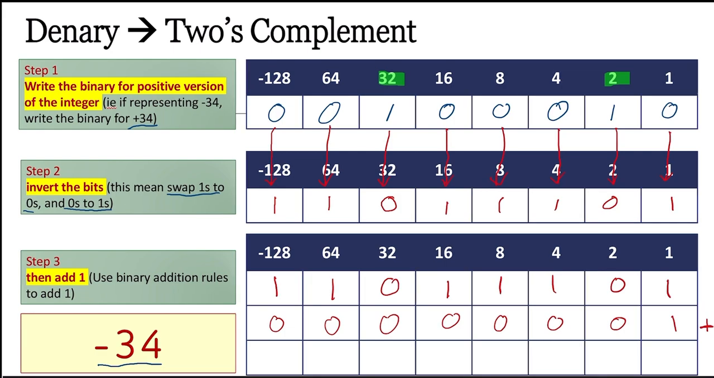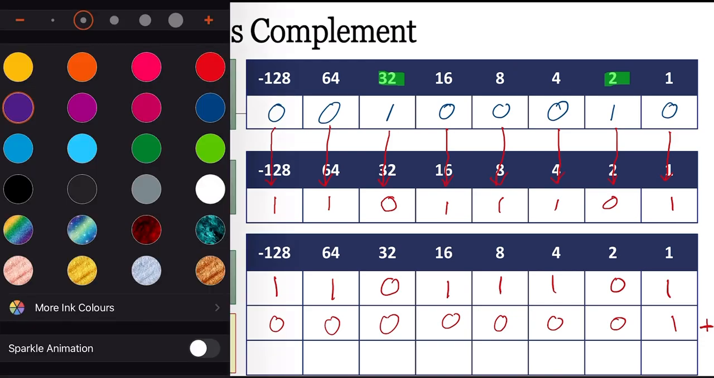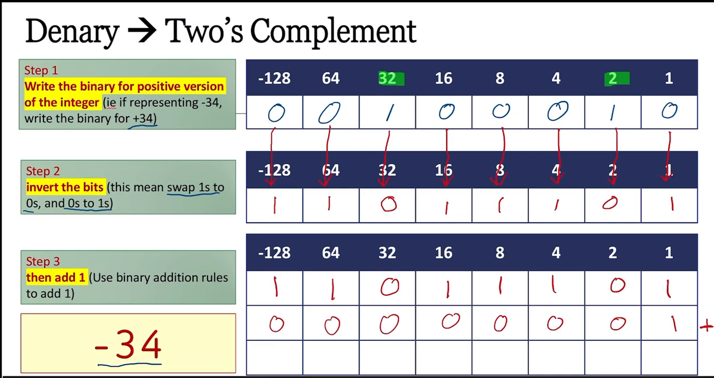Now following the binary addition rules, we know that 1 plus 1 gives us 0 with a carry of 1. 1 plus 0 plus 0, well that's 1. 1 plus 0, 1. 1 plus 0, 1. 1 plus 0 is 1. 0 plus 0 is 0. 1 plus 0 is 1. 1 plus 0 is 1. And that's your answer. That's binary for negative 34.